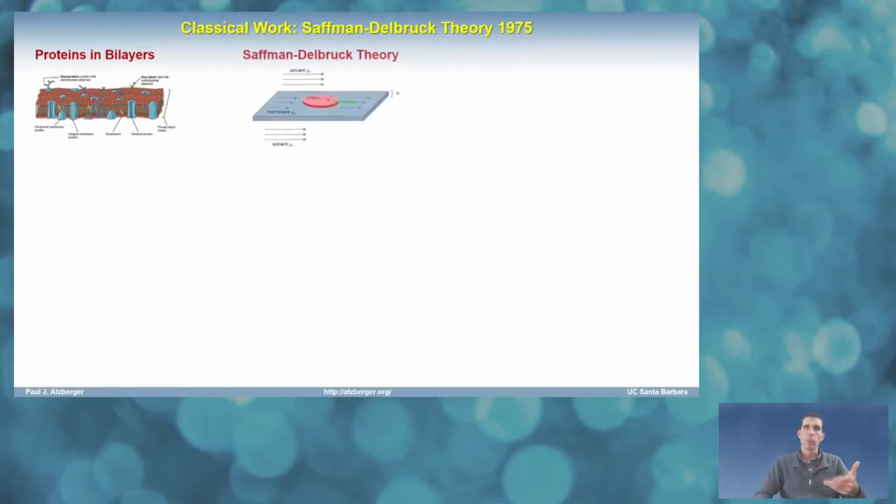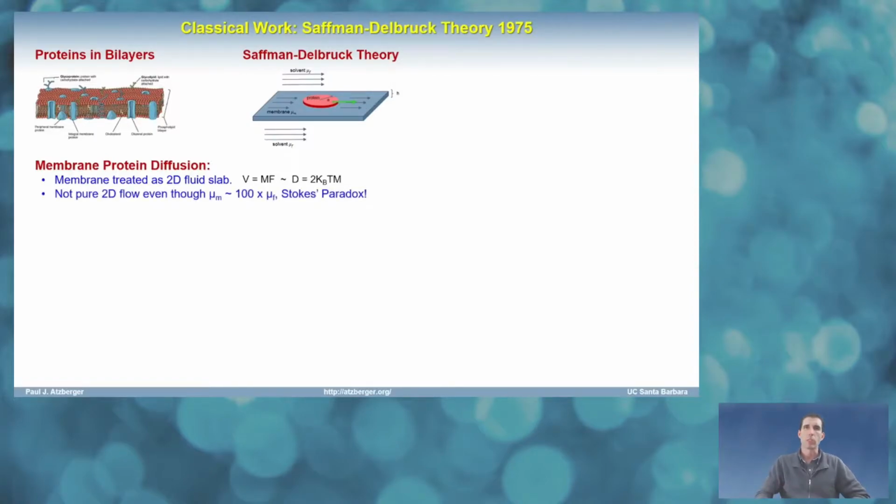fluid. And what's interesting, and this work goes back to Saffman and Delbrück, is that you might be tempted to model the membrane as just a two-dimensional fluid sheet, but you very quickly realize that there's not a well-defined mobility, and by extension, by the Stokes-Einstein relations, diffusivities in the two-dimensional setting because of the Stokes paradox.